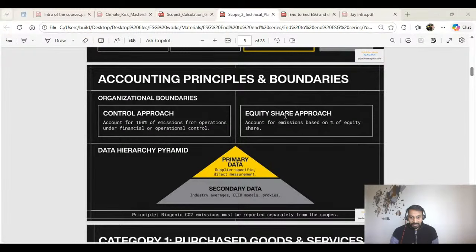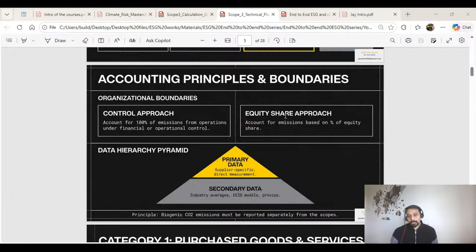The next is the data hierarchy. At the top is primary data, definitely the supplier-specific measurement. If you get the raw data, that is wonderful. If it is unavailable, or you are not getting any particular primary data, we fall back to secondary data. That can be the industry average, or an environmentally extended input-output (EEIO) model, or the emissions factors. Those are the different types of EEIO models that are helpful to understand energy efficiency intensity models. So that can be anything.